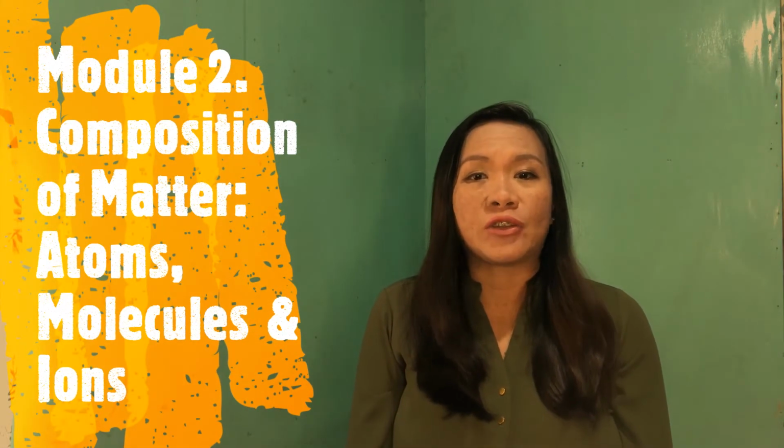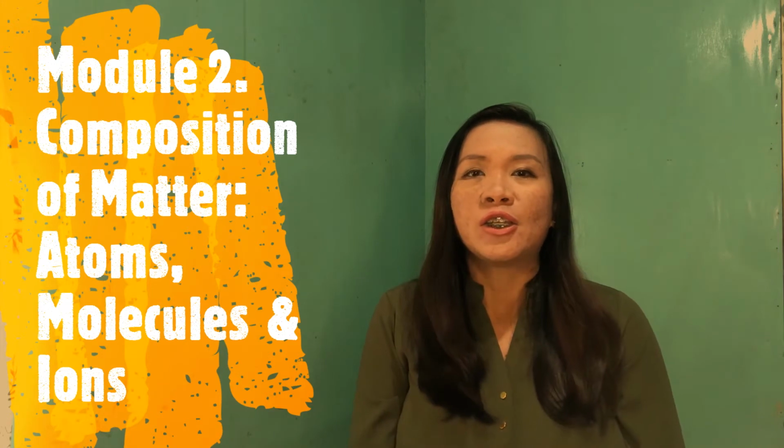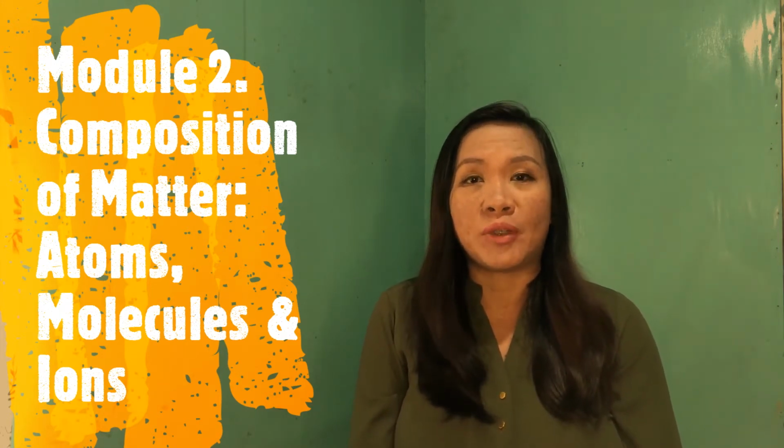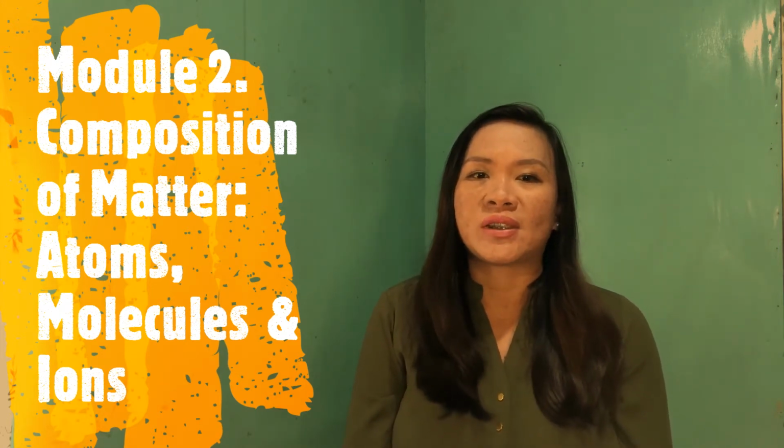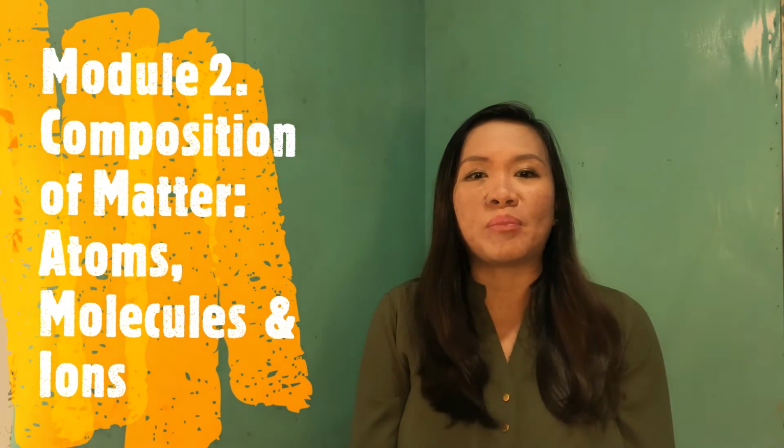For module number 2, we will be looking at the compositions of matter. So we will learn atoms, molecules, and ions. We will also be learning some common isotopes and their uses. Finally, we will represent compounds using their chemical formulas. We will also learn their structural formula and models. And by these different formulas, we will be learning how to name compounds given their formula and also write their formula given the name of the compound.